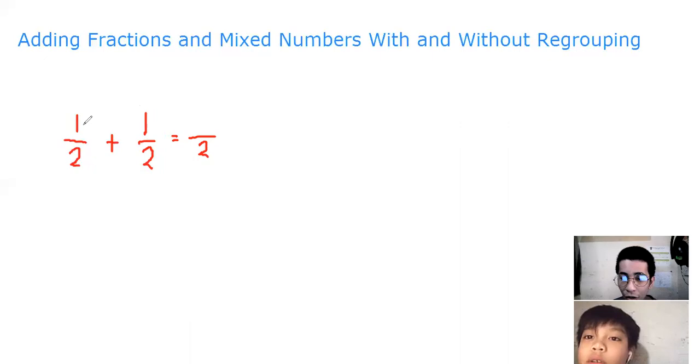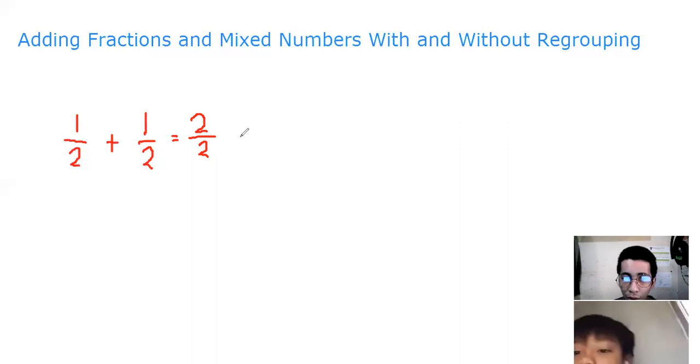Sa numerator, ito yung pinag-plus natin. For example, we have here 1 plus 1. So, magiging 2 naman yung numerator natin na sagot. Okay? Yung sum ng numerator natin is 2. Pero yung denominator natin, kakopy lang natin siya dahil magkatulad sila. So, we have 2 over 2.